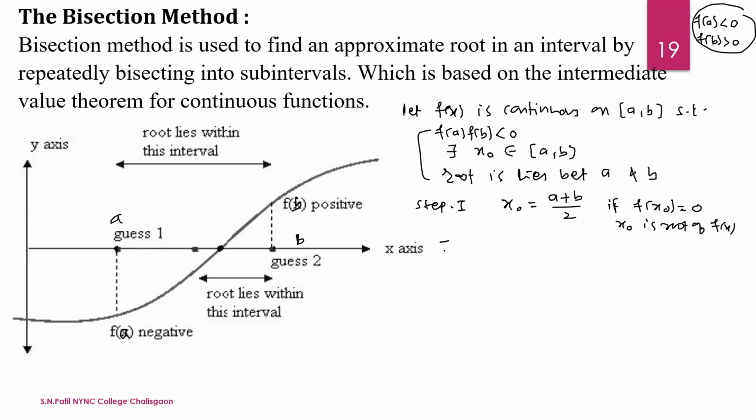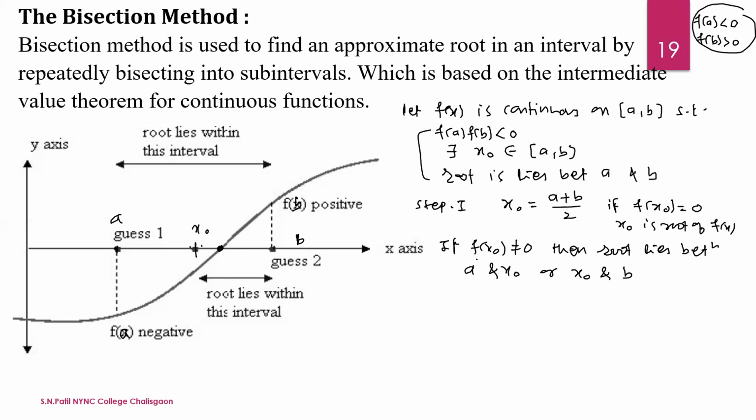If not, meaning f of x naught is not equal to 0, then there are two possibilities. Suppose this is the x naught. Then the first possibility is that the root lies between A and x naught. Otherwise, the root lies between x naught and B. This is just an example; the root does not always lie in the second interval. So the root lies between A and x naught, or between x naught and B.